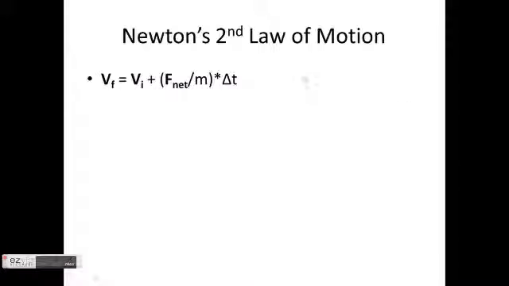So the main model that was used for this lab was Newton's second law of motion, which, as we know, states that the final velocity of an object is equal to the initial velocity plus the net force on the object divided by the mass of the object times delta t.